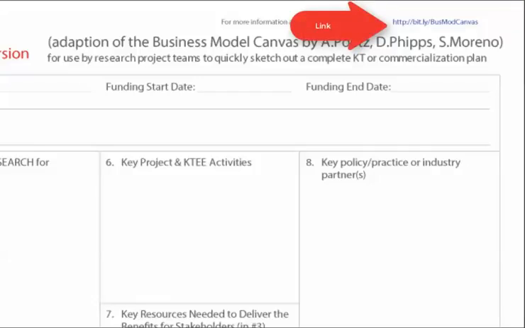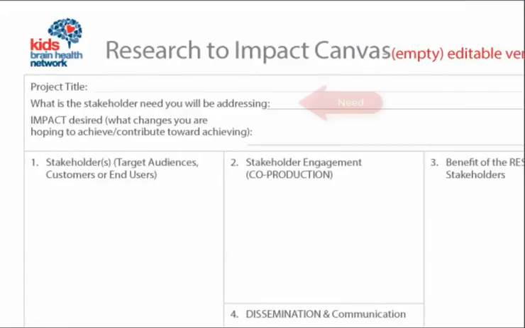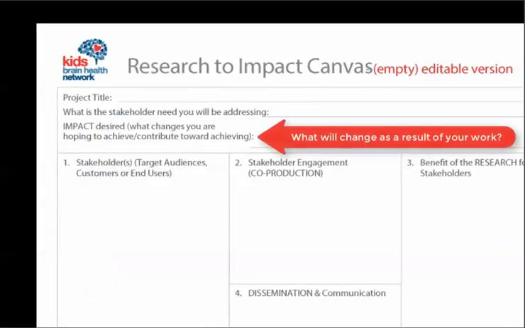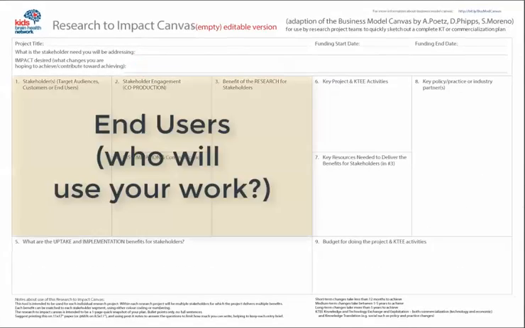Start by looking at the 44 stakeholder identified needs in the report that you received recently, and tell us what needs you're going to address with your work. And then tell us about your short, medium, and long-term impacts that you expect to see as a result of your work. I'm going to walk you through this tool using a fictitious example.